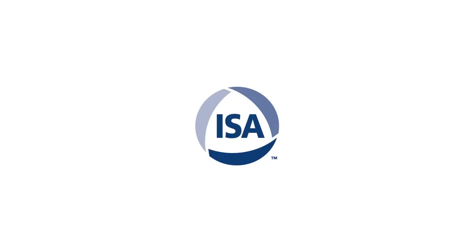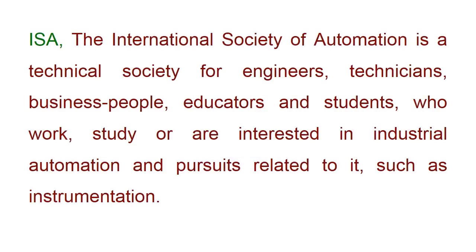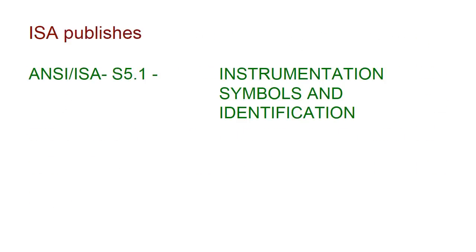ISA. The International Society of Automation is a technical society for engineers, technicians, business people, educators and students who work, study, or are interested in industrial automation and pursuits related to it, such as instrumentation. ISA publishes ANSI/ISA S5.1, Instrumentation Symbols and Identification.